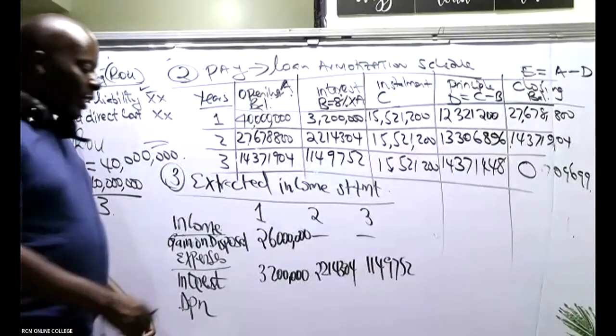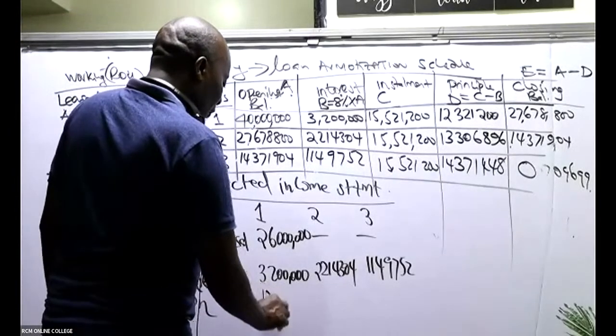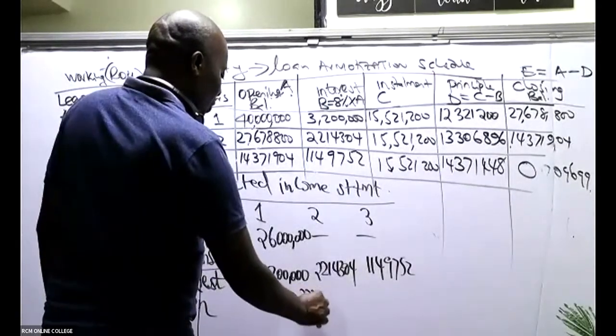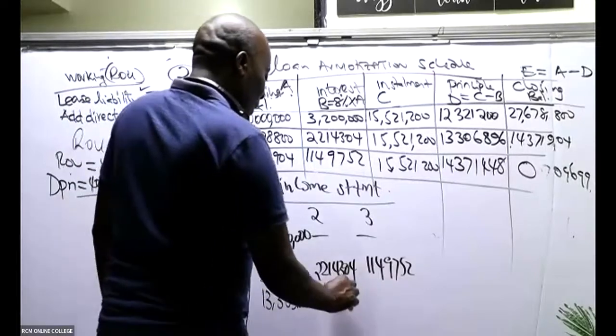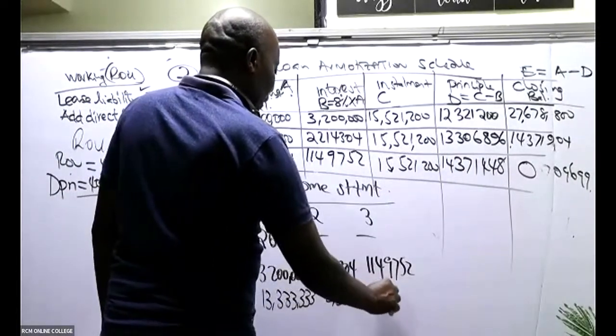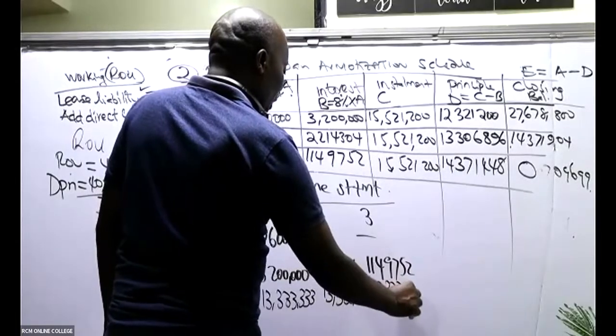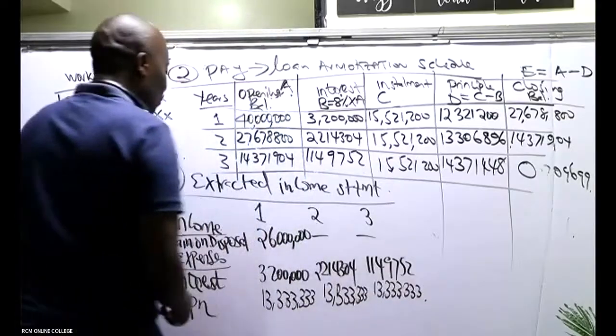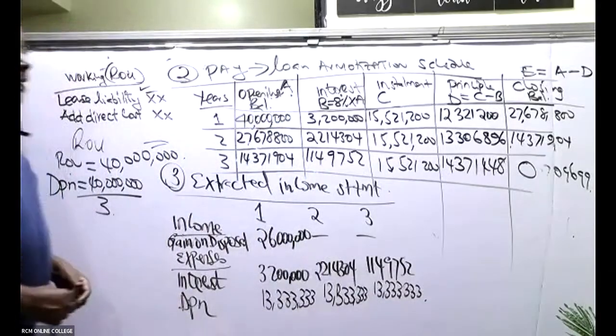So we have here 13,333,333 each year. And now you are through with your extracted income statement.